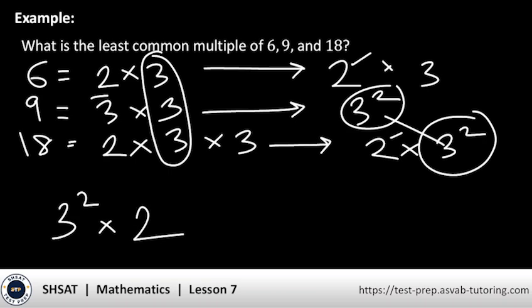So for least common multiple, what you do here is you are going to look at the numbers individually. So there are only 2 numbers, 2 and 3. And then you're going to look at what their powers are. The highest power of 2 is 2 itself. So that means we're only going to write 2. And the highest power of 3 is 3 squared.